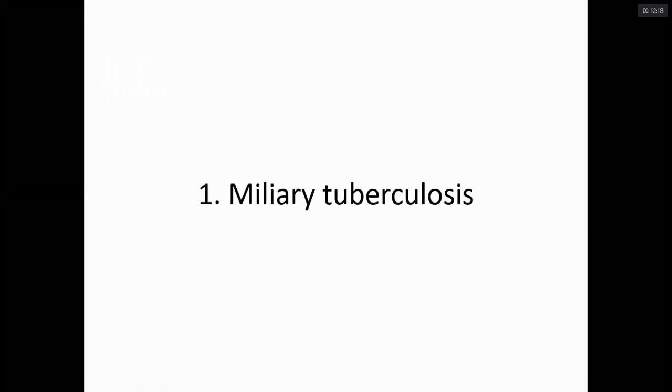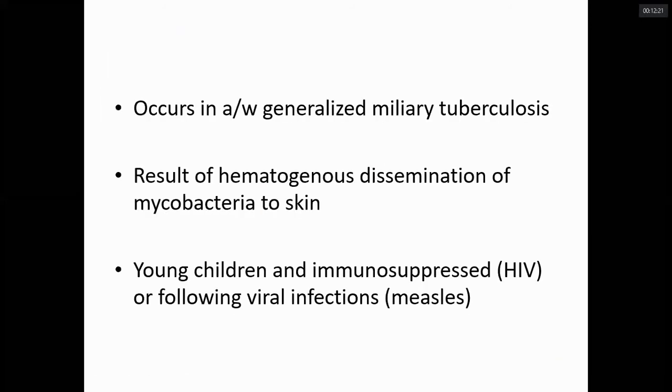Now the hematogenous tuberculosis. First one, miliary tuberculosis. Miliary tuberculosis occurs with generalized dissemination. It results from the hematogenous dissemination of mycobacteria to skin, and is most commonly seen in young children and immunocompromised patients, that is HIV patients, or in children following viral infections like measles.